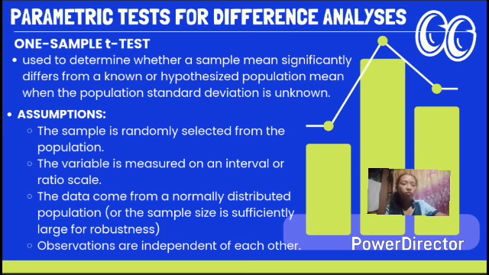Next is the parametric test for difference analysis. First is the one sample t-test. It is used to determine whether a sample mean significantly differs from a known or hypothesized population mean when the population standard deviation is unknown. The assumptions of the one sample t-test are: the sample is randomly selected from the population; the variable is measured on an interval or ratio scale; the data come from a normally distributed population, or the sample size is sufficiently large for robustness; and observations are independent of each other.